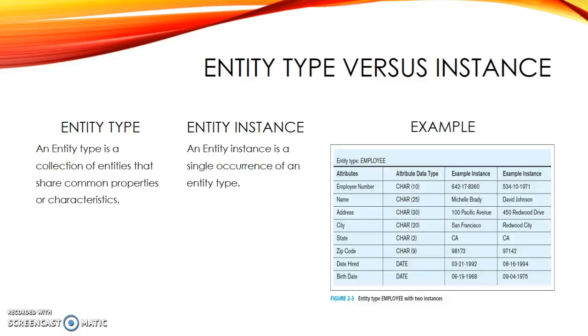Now, an entity instance is a single occurrence of an entity type. An entity type is described just once, whereas many instances of the entity type may be represented by data stored in the database. For example, there is one employee entity type in most organizations, but there may be hundreds or even thousands of instances of this entity type stored in the database.